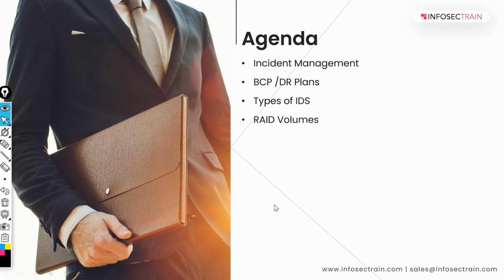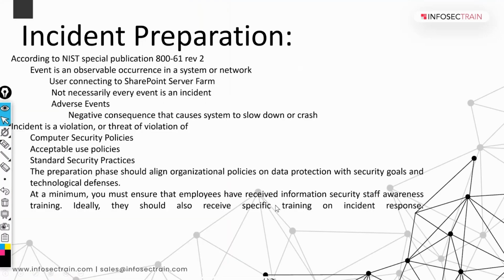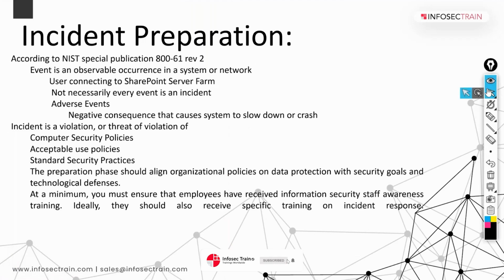Now, if I am talking about incident preparation, according to NIST Special Publication 800-61 Revision 2, an event is an observable occurrence in a system or network, like a user connecting to a SharePoint server farm. One thing you need to understand is that every incident is an event, but not every event is an incident.